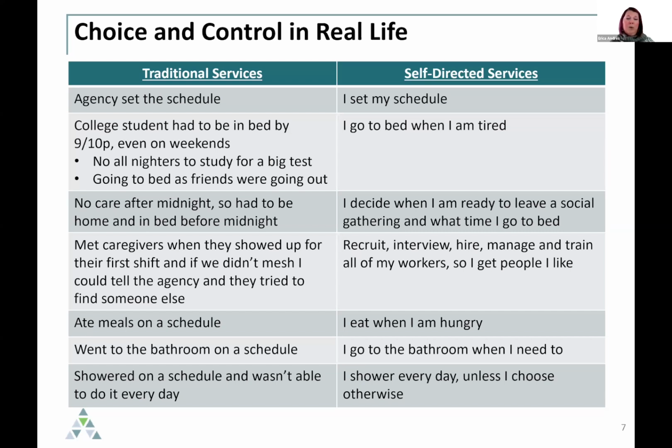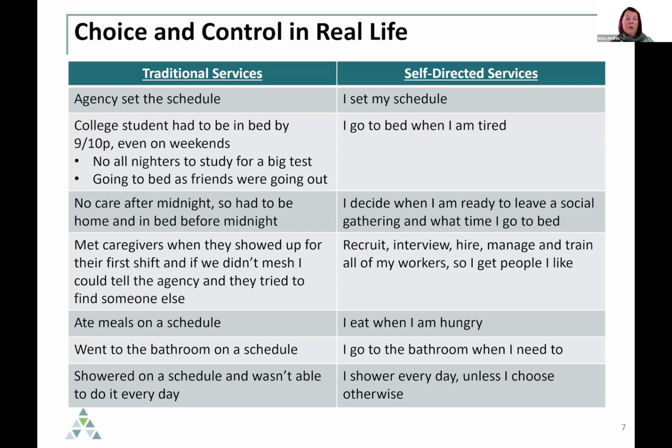Now I get to set my own schedule, and I go to bed whenever I am tired. Unfortunately, I'm kind of old now, so I go to bed early anyway. Also, with a traditional agency, I couldn't have care after midnight, so I had to be home in bed and settled before midnight. So I had to leave social gatherings to get home. Now I decide when I'm ready to leave a social gathering and what time I want to go to bed.